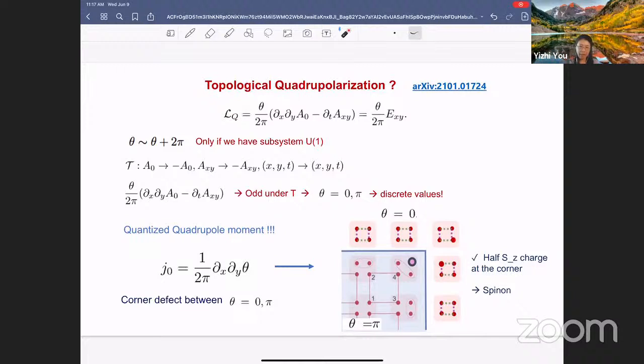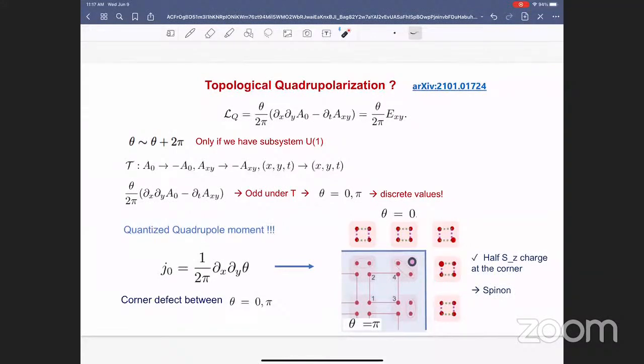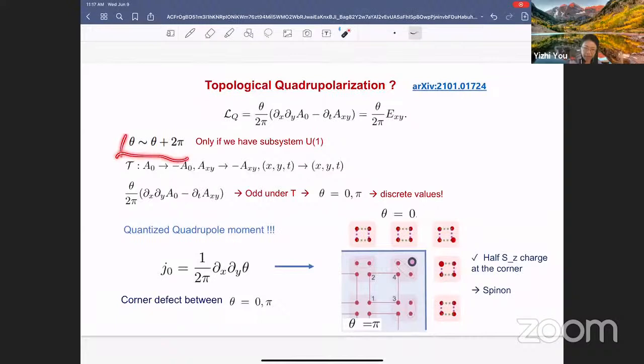And then the action would shift by theta over 2 pi times the total flux. And once theta takes any value like 2 pi times an integer, then your action only shifts by 2 pi, which does not change the underlying physics. That is why we can demonstrate that theta has a periodicity under 2 pi shift.